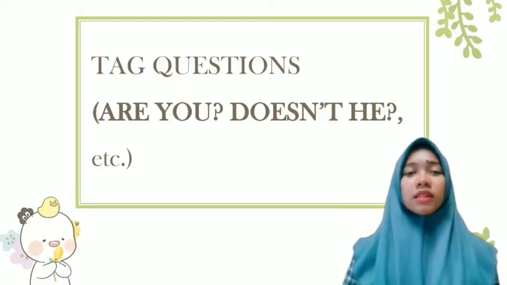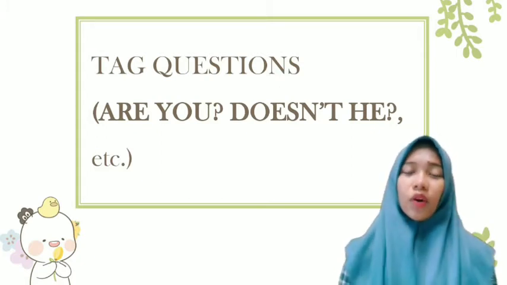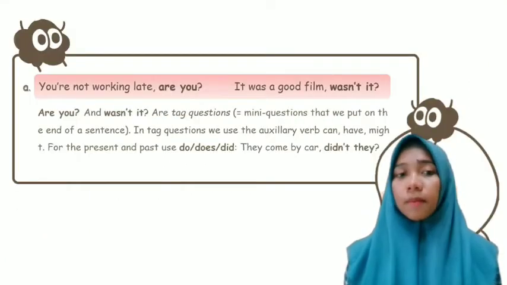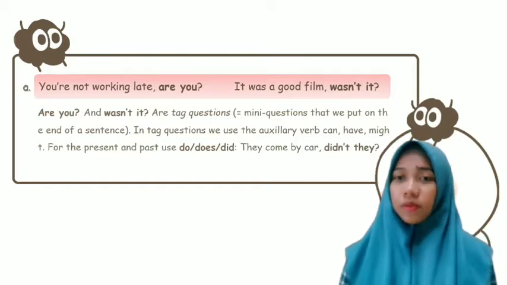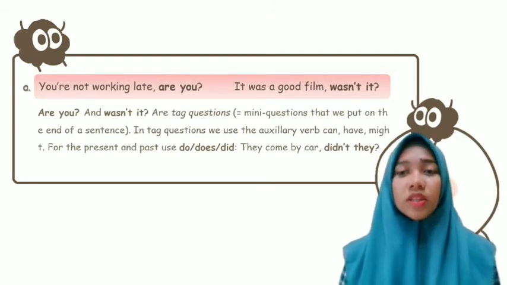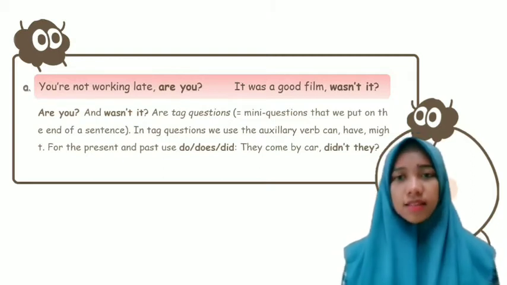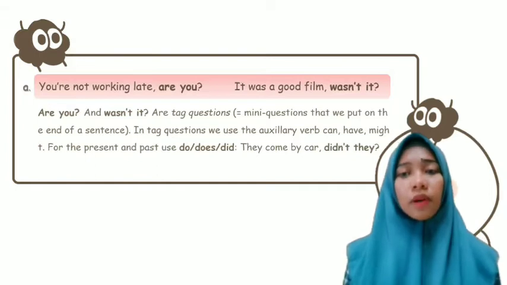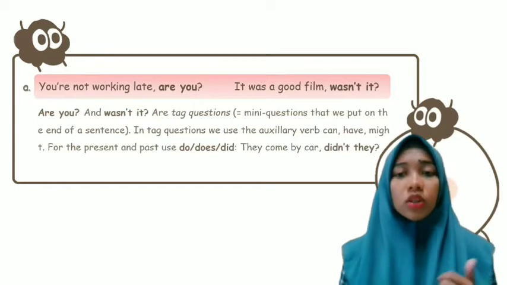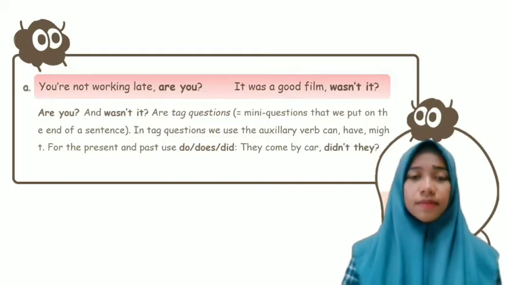Okay, now we come to the tag question, like are you? Doesn't he? Or don't you? And etc. A. The example, you're not working late, are you? It was a good film, wasn't it? Are you and wasn't it are tag questions or mini questions that we put at the end of the sentence. In tag questions, we use the auxiliary verb can, have, and might. For the present and past, use do, does, or did. The example, they come by car, don't they?